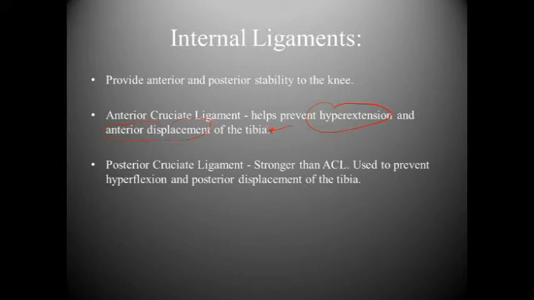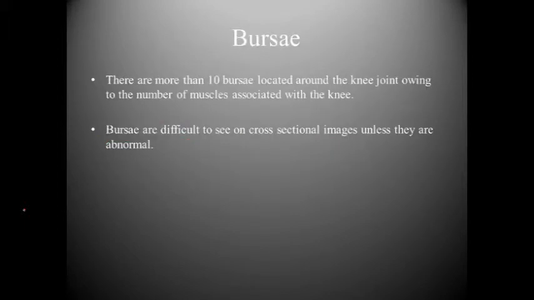The posterior cruciate ligament is stronger than the ACL, and it's used to prevent hyperflexion and posterior displacement of the tibia. And so the ACL keeps it from going forward, the PCL keeps it from going backwards, so it keeps it in a stationary position. It can be hypothesized that when you have one abnormality, such as an ACL tear, it can cause wear and tear on the posterior cruciate ligament as well, simply because you're creating a greater amount of strain for this ligament to keep it in place.